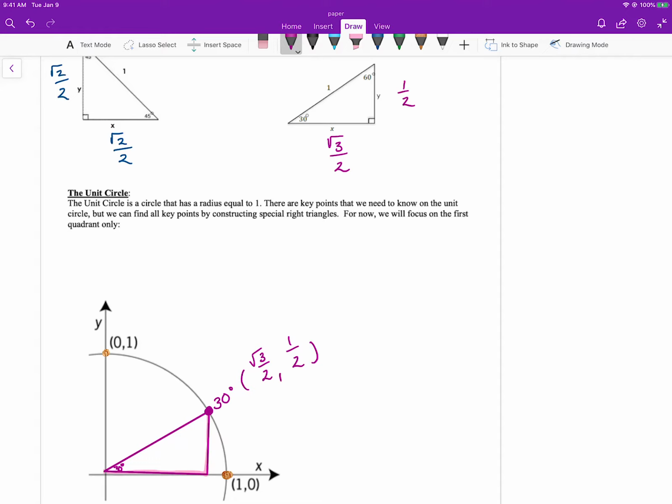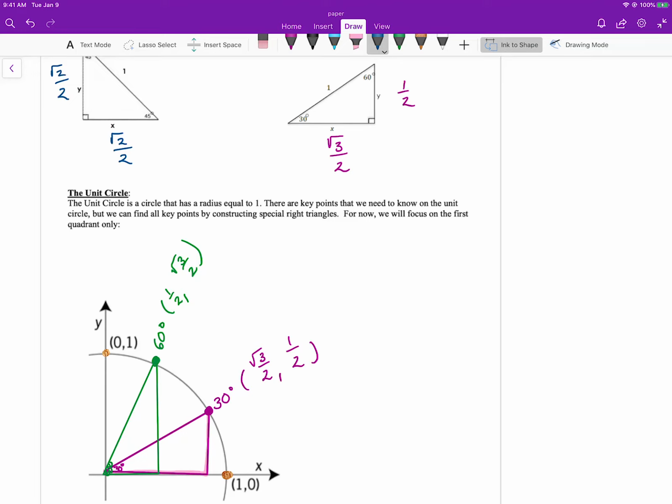And then if you think about it, if I take that same triangle and I just flip it, now I have my 60 degrees here. 30 would be up here. Here's 60 degrees. And it's flipping. So now I'm going over 1/2 and up root 3 over 2. Because it's that same 30, 60, 90 triangle. We're just looking at it rotated a little bit.